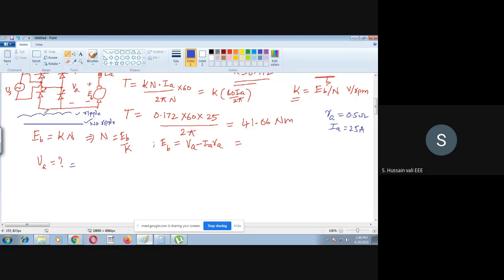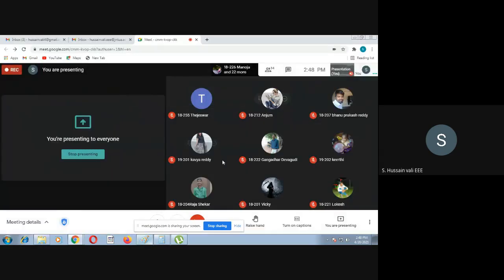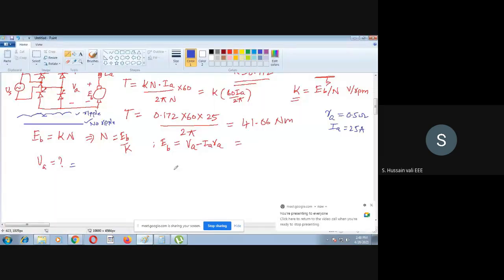So ripple in the sense the value changes from one value to the other value. It decreases, increases, decreases, increases. This you call as having ripple. Whereas no increment, no decrement, it is a constant, you can call it ripple free. Okay, so that data he has given. So it means indirectly he said it is a continuous conduction mode.